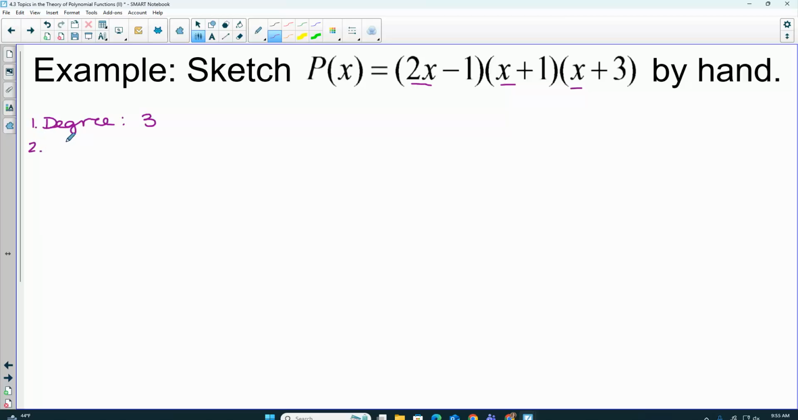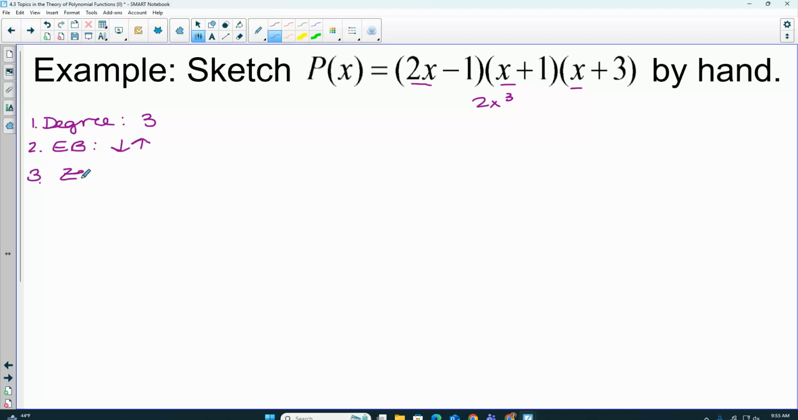Second thing I need, end behavior. Okay, this is a 2x cubed when we multiply it all out. We know odd powers look like a chair. It's a positive 2 in front, so does it flip? No. So it's just down, up. So that's the end behavior we were doing last week.